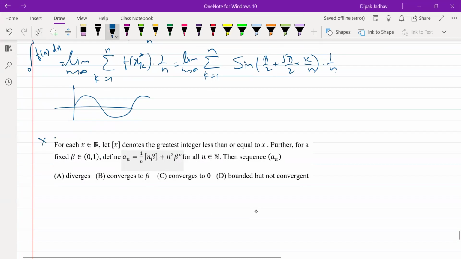Try this one. There's a sequence. You have beta belonging to the open interval (0, 1). And we have a sequence (1/n)·[nβ]. This represents the greatest integer less than or equal to x, or not greater than x. Do you know where the sequence goes? What is the limit of this sequence? Where does it go as n tends to infinity?